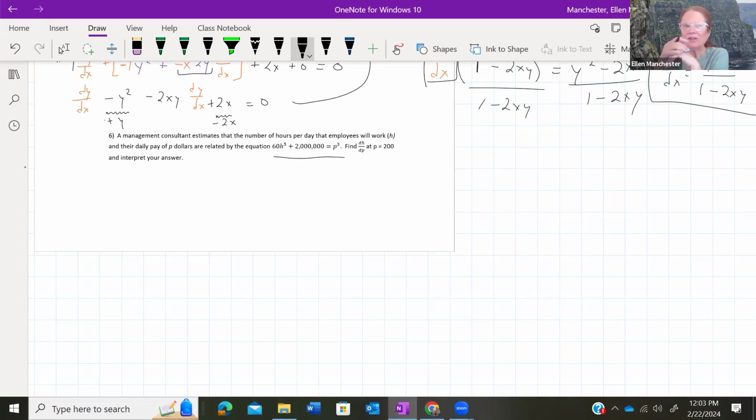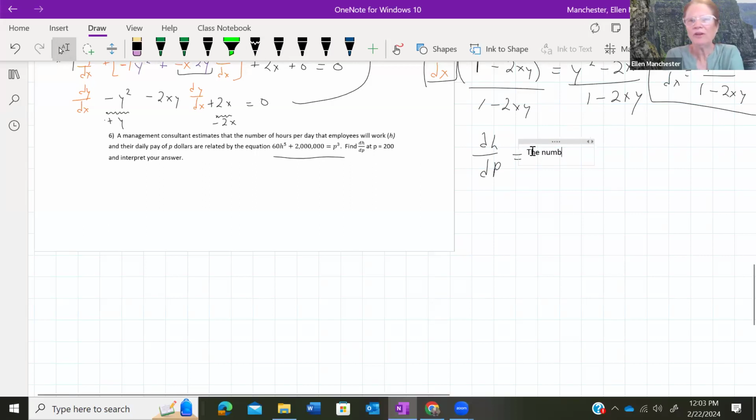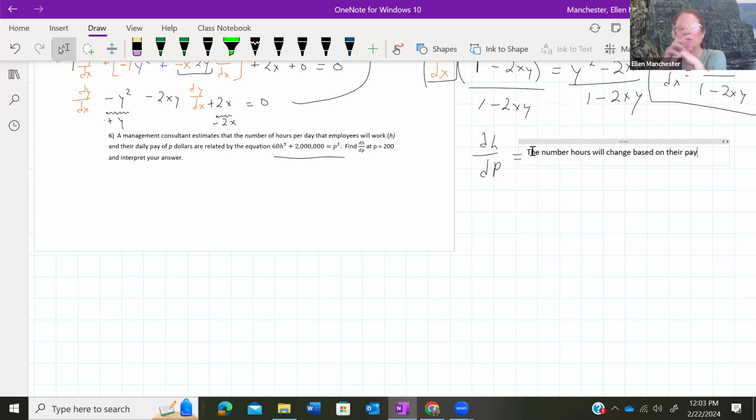Okay, so let's take a look at this. We're finding DHDP. So what this means is you're finding how many hours. Let's see, how do I put this? Type it in, it will look better. So the number of hours will change based on their pay. So that's what DHDP means. We're finding how are the hours changing based on the pay.